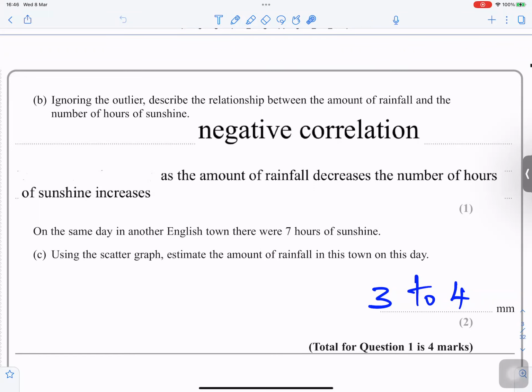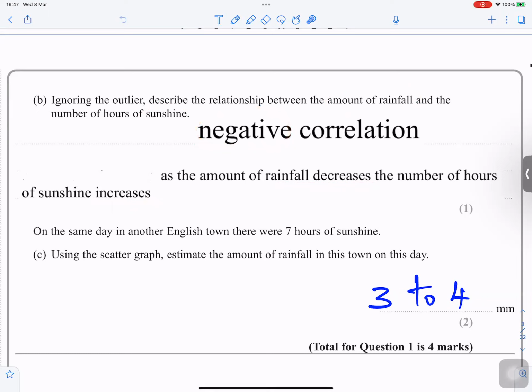Part B, ignoring the outlier, describe the relationship between the amount of rainfall and the number of hours of sunshine. It is a negative correlation. As the amount of rainfall decreases, the number of hours of sunshine increases. So it's a negative correlation.